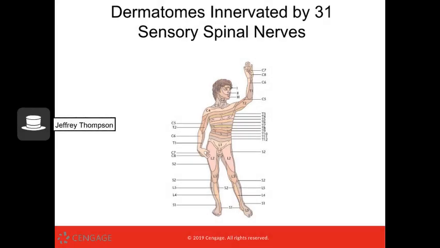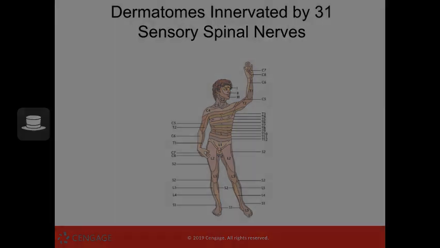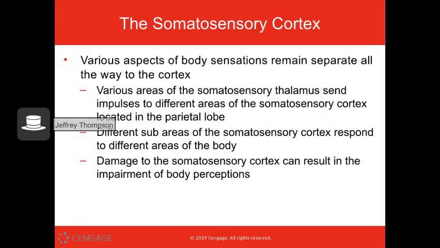So here we can see the different areas of the body and how they are mapped to different parts of the spine. So various aspects of body sensations remain separate all the way to the cortex. So our somatosensory thalamus sends impulses to different parts of our somatosensory cortex located in the parietal lobe. We have different sub areas of the somatosensory cortex that respond to different areas of the body.